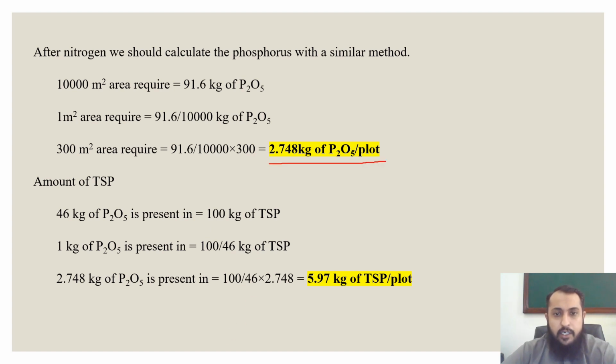of P2O5 per plot. Now 46 kilogram of P2O5 is present in 100 kilogram of TSP. 1 kilogram of P2O5 is present in 100 divided by 46 kilogram of TSP. 2.748 kilogram of P2O5 is present in 100 divided by 46 multiplied by 2.748. So 5.97 kilogram of triple superphosphate should be required for our plot area.